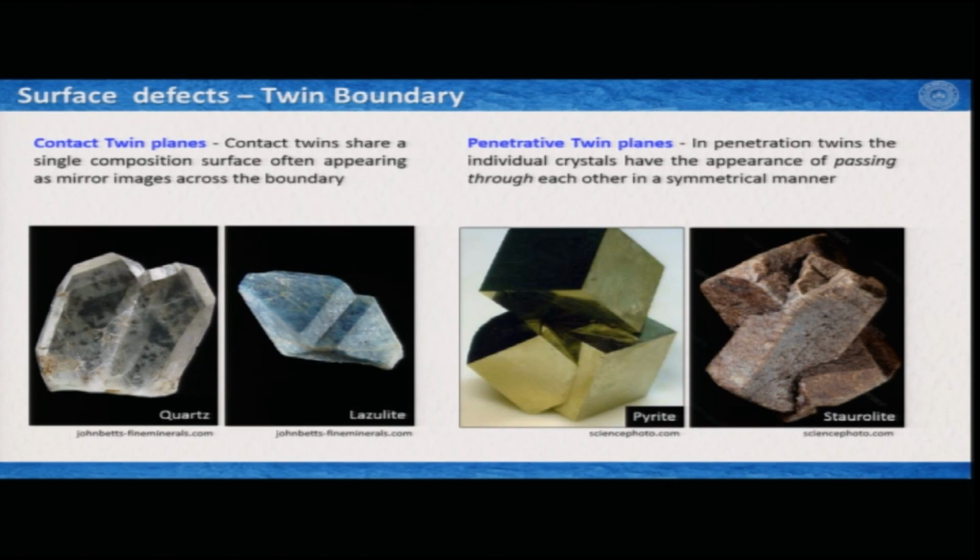So here are two examples. What we see here, this one is for pyrite and this one is for staurolite. As you can see from this, it seems that it almost went inside the crystal, but that happened in a symmetrical manner.